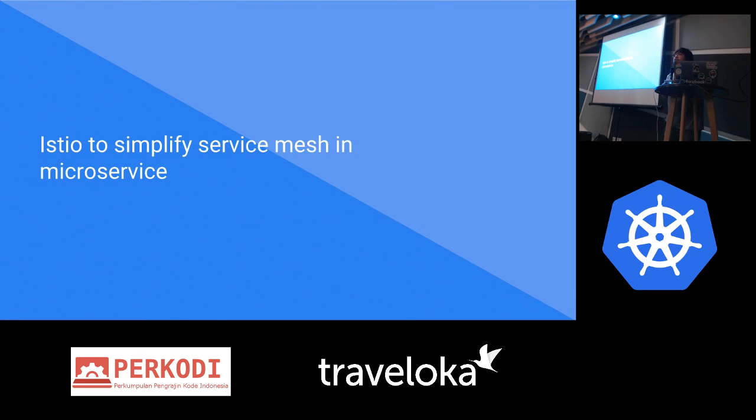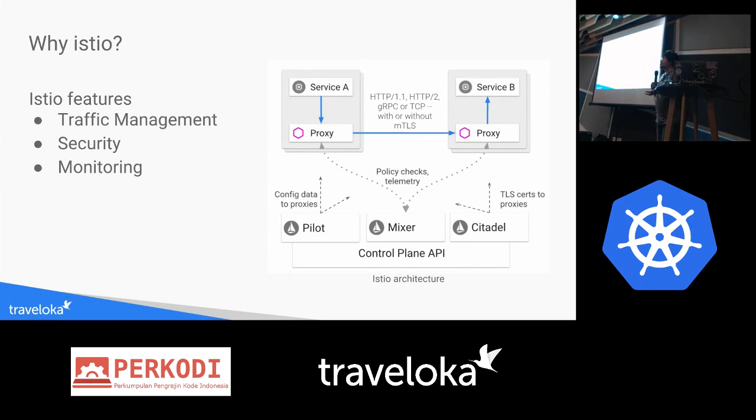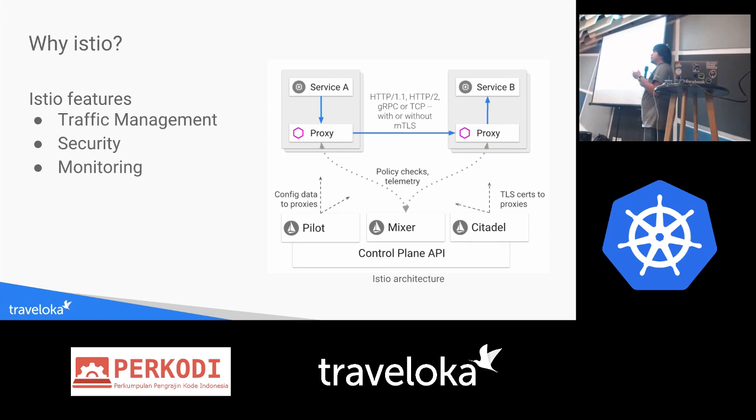So how does Istio solve this issue? Basically, Istio will simplify all of these problems. It will help us in managing the service mesh. And why Istio? The three good things that we take from Istio are traffic management, security, and monitoring. We already saw this picture from my presentation.